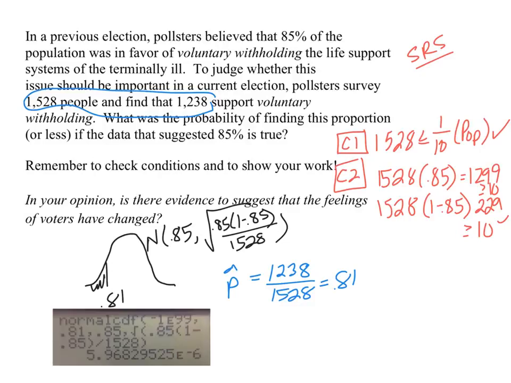So I typed that in. You can see that answer. It is an extremely small probability, about 6 times 10 to the negative 6, or maybe you wanted a couple more decimals. You could say 5.97 times 10 to the negative 6.